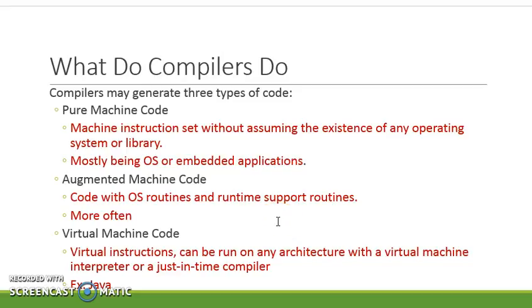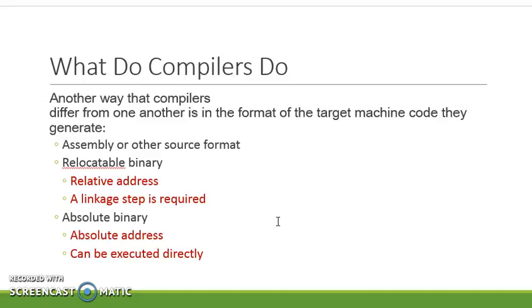For example, Java. Compilers also differ from one another in the format of the target machine code they generate. The first is assembly or other source format. The second is relocatable binary, in which relative addresses are involved, and in addition a linkage step is required. The third is absolute binary, where absolute addresses are generated, and it can be executed directly.